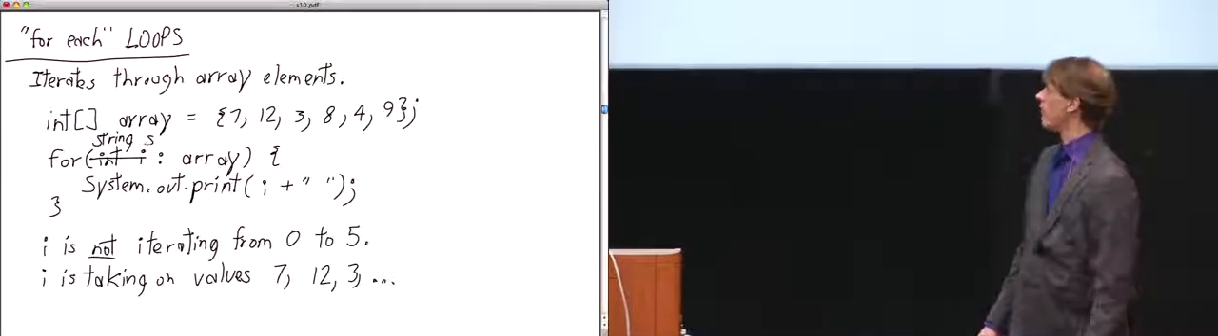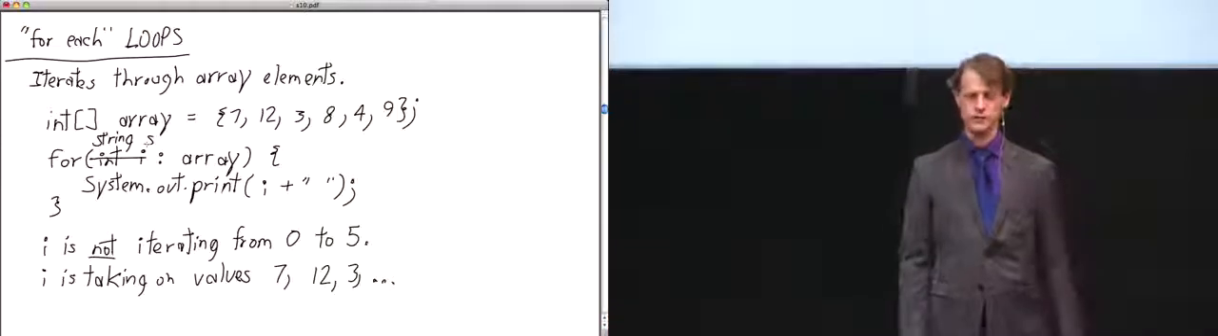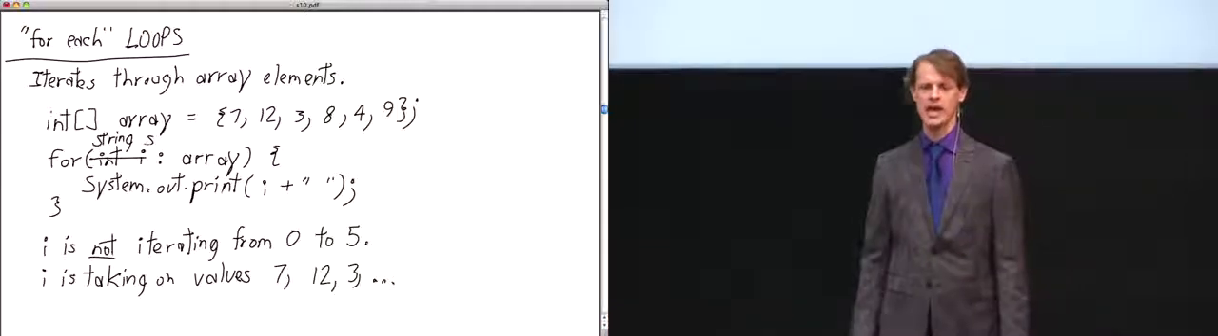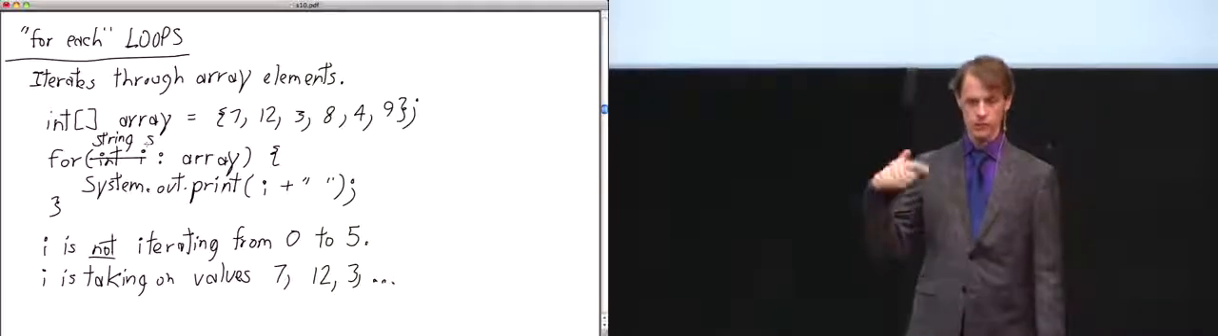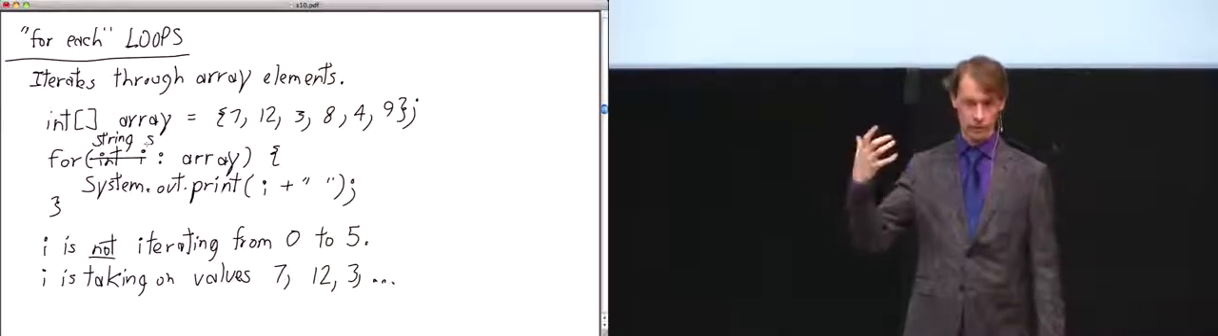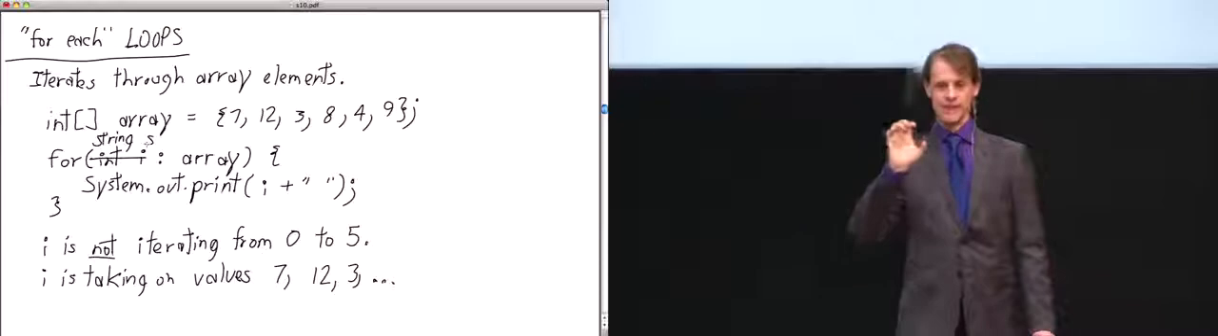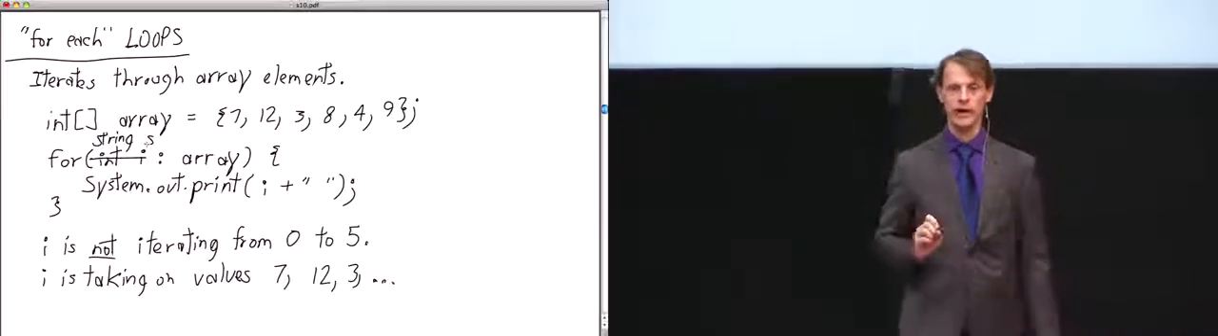Can you do a 2D array? I don't think there's a notation for 2D arrays per se. I think you can write two different for each loops to go through the outer array and then the inner array. But I don't think there's a single for loop that will do a whole 2D array.